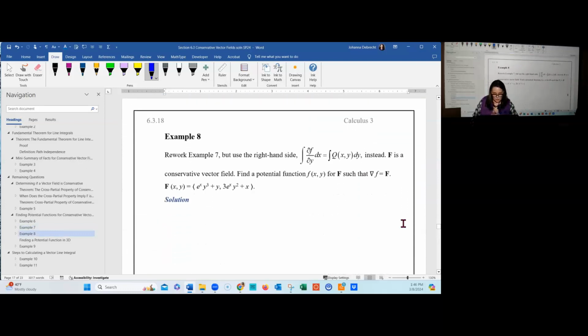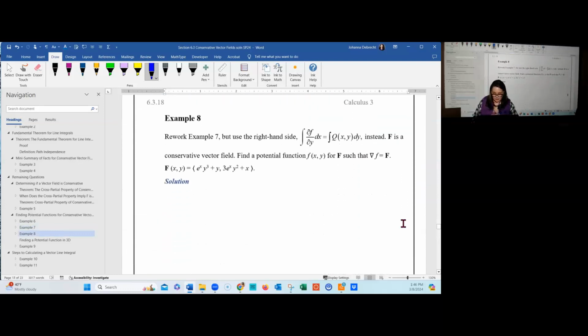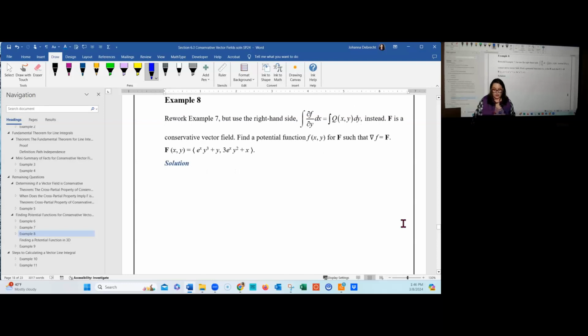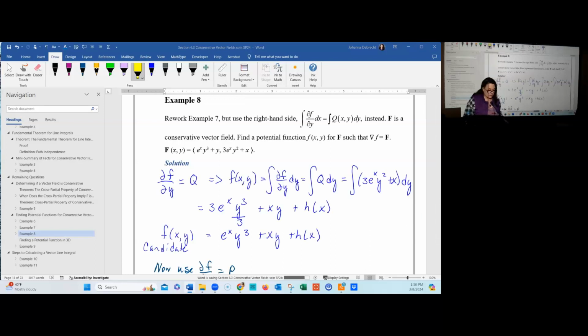Let's go ahead and rework example 7, but this time let's start by using the right-hand side and integrating q with respect to y first. Go ahead and pause the video to work it out and be sure that you come up with the same potential function. This time we were told to start and use the partial of f with respect to y equal to q.